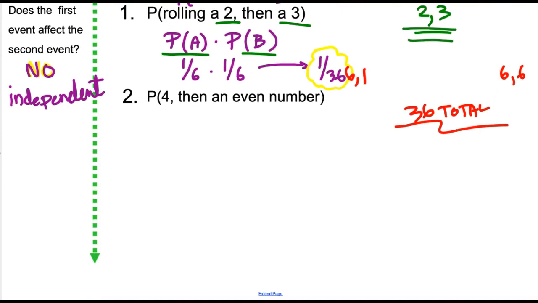But another happy math book problem, probability of 4 and then an even number. Are these two events independent? I think so. So probably if A is a 4 and B is even. So what's the probability?